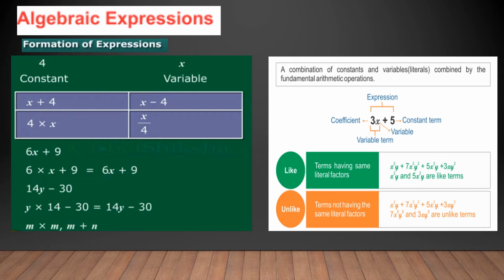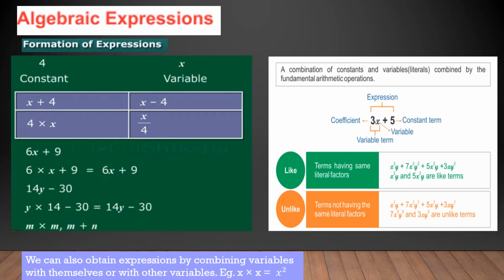Another expression is 6x plus 9. 6x plus 9 is also obtained by multiplying 6 with the variable x and adding the constant 9. Another example is 14y minus 30. Thus, we have seen that in all these cases, expressions are formed by combining constants and variables. We can also obtain expressions by combining variables with the variable itself. For example, x into x is equal to x square. That is also an expression.